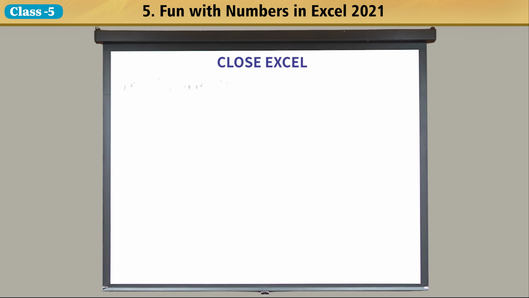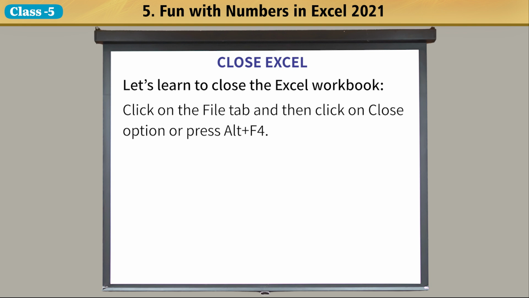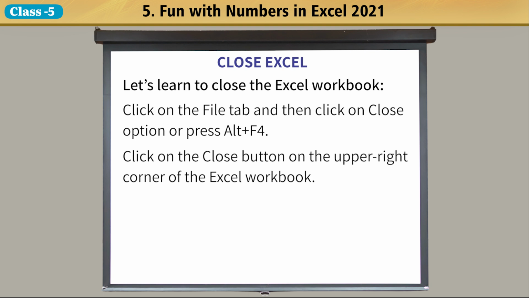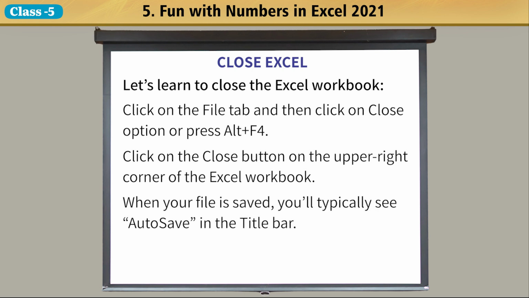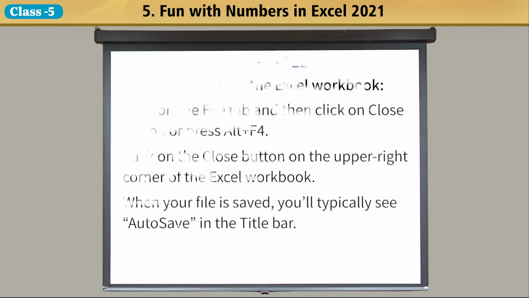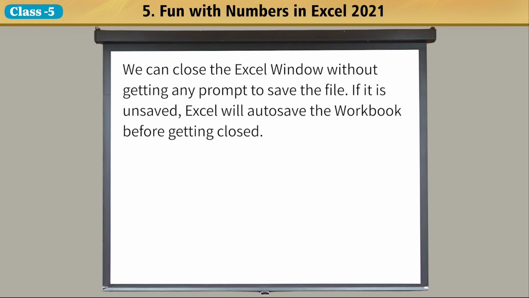Close Excel. Let's learn to close the Excel workbook. Click on the File tab and then click on the Close option or press Alt plus F4. Or click on the Close button on the upper right corner of the Excel workbook. When your file is saved, you'll typically see AutoSave in the title bar. We can close the Excel window without getting any prompt to save the file. If it is unsaved, Excel will autosave the workbook before it is closed.